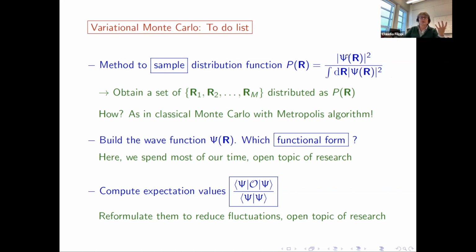Of course, someone has to give you P of R, psi of R. So we need to build the wave function, and we need to choose a functional form. And a lot of research in our field actually goes into building this wave function, and also optimizing it. And ultimately, you want to compute an expectation value, and you would like to have reduced fluctuations. For the Hamiltonian, a good wave function will give you reduced fluctuations. For other operators, how to do so is an open topic of research.